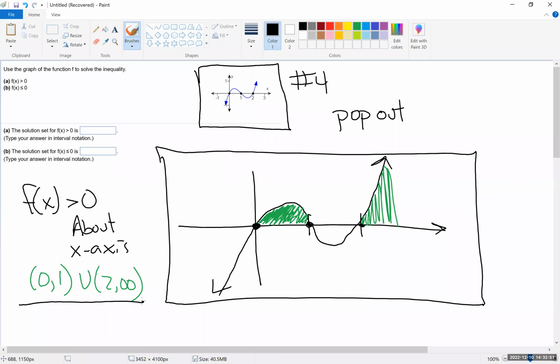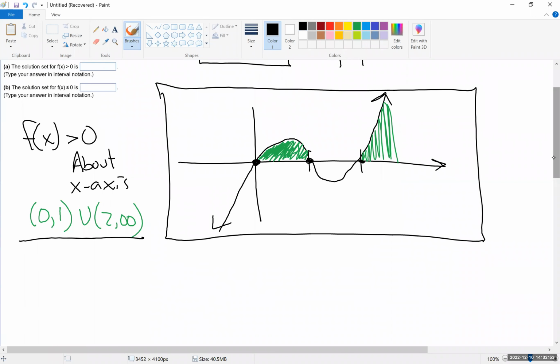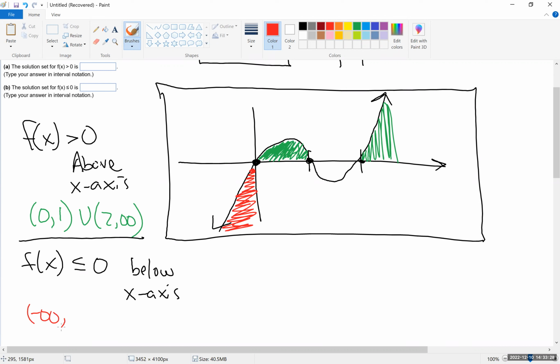Now, let's answer the other question, and we're just going to come down a little bit here. The other question is, when is f of x less than or equal to 0? Less than or equal to 0. What did I just put? I put above the x-axis, but really what I meant is below. When it's less than or equal to 0, that means below the x-axis. Okay, and we're going to show that in red. So red is where I'm going to show that it's below. It's below over here, so from negative infinity all the way to 0, it's below the x-axis.